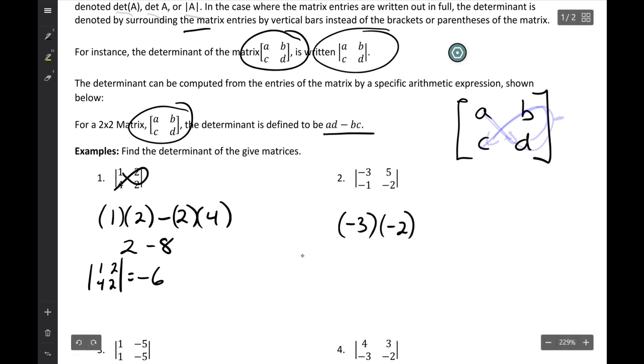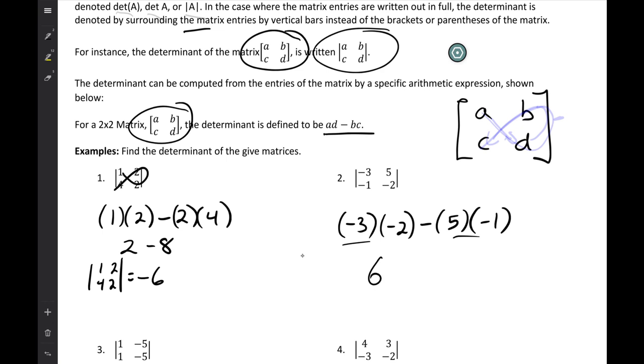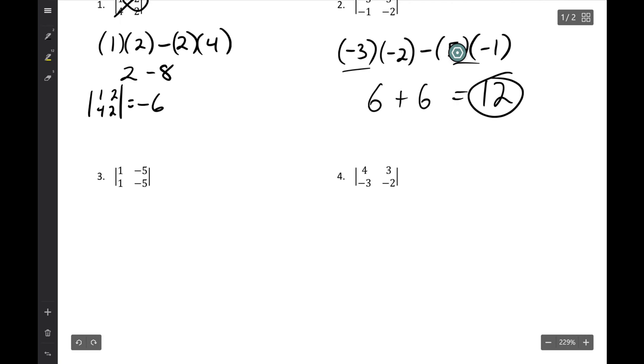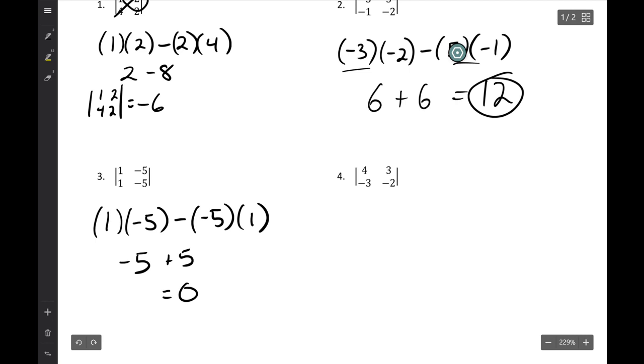You can see if you make mistakes, really see what you did wrong. It kind of gets confusing with some of the negatives. Like there's a lot of negatives going on in these two things here. So this is 6. This becomes minus 5 times negative 1, so plus 6, and this is equal to 12. Okay, next set here. So I do 1 times negative 5 minus negative 5 times 1. This gives me negative 5 plus 5, which is equal to 0.